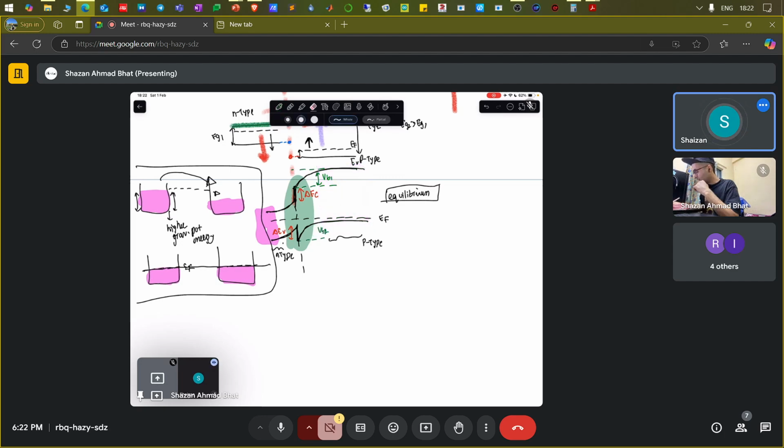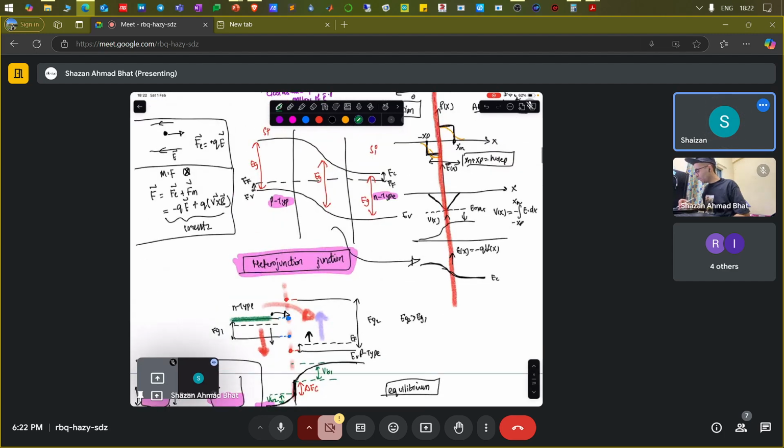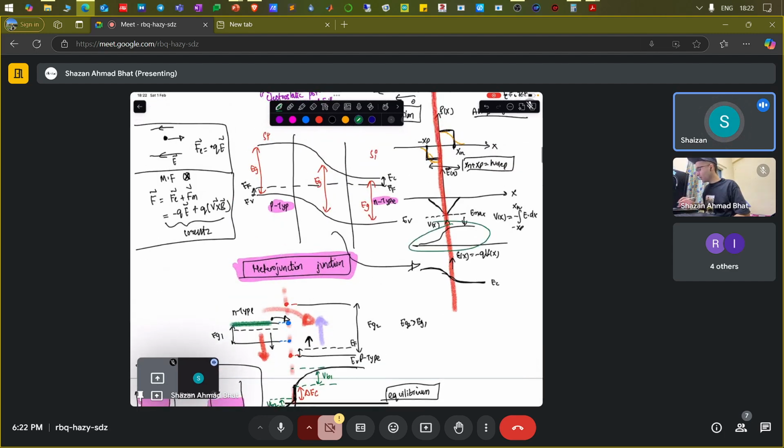This particular thing is also bent here, so this will be VB2. This will be exactly VB1, because the bending is on the same side. So these are the built-in voltages, just like in a PN junction. This is the built-in voltage in the PN junction.